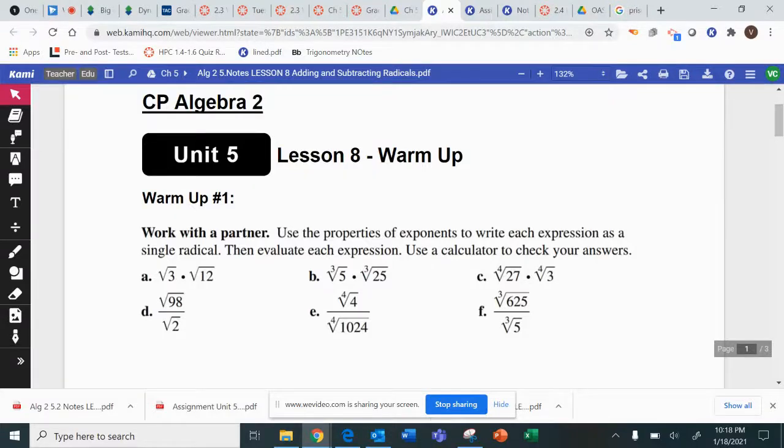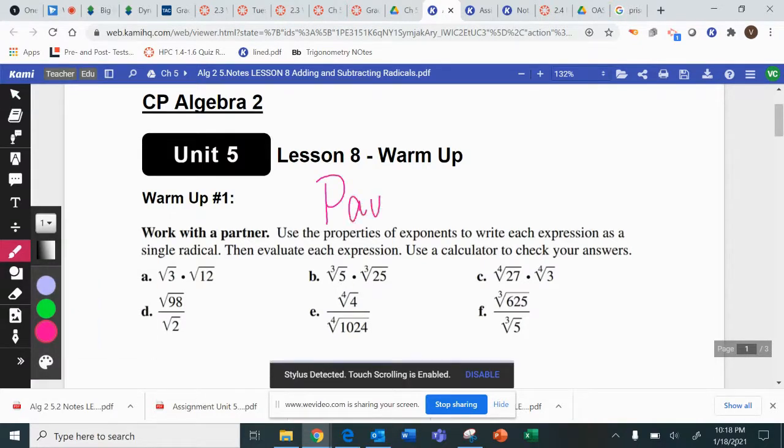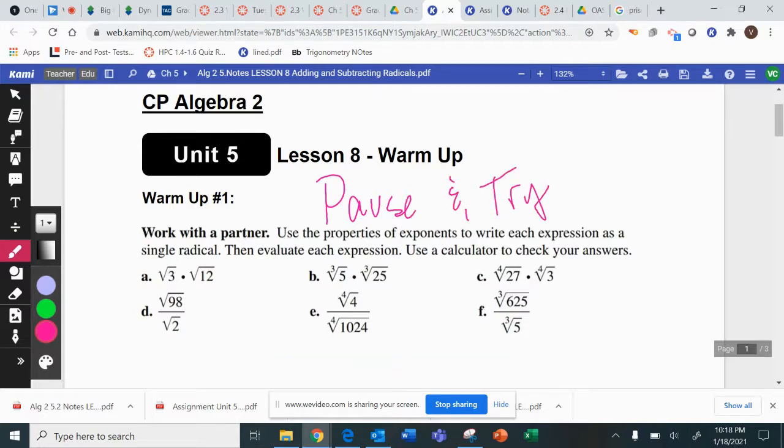Hello, Algebra 2. Today, we're still in section 5.2. This is lesson 8. Let's start with the warm-up. You may work with somebody if you'd like, or just try it on your own. But go ahead and pause the video and try each of these 6 questions, and then afterwards, play the video, see how you did. You could even play just question A if you're not sure what you're doing, and then try some of these on your own.